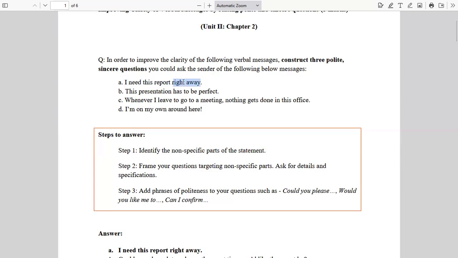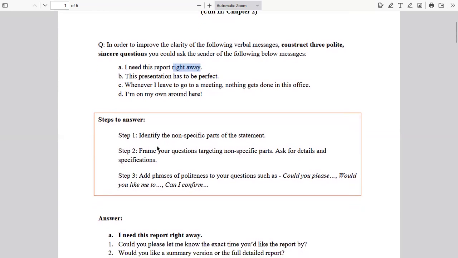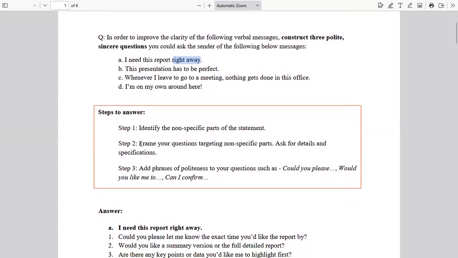So whenever you read the statement, the first step is to identify the non-specific parts. Here in this question, we have identified 2 parts: one is the time, "right away," and second is "this report." Once you've identified the non-specific parts, you have to frame your question. Step 2 is to frame questions where you are targeting these non-specific parts and asking for details and specifications. This is what a sincere question looks like. A sincere question is asking for detail, asking for specification.